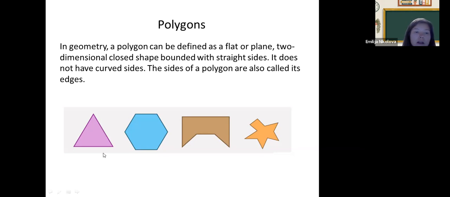So we know that these are some types of polygons. They can be every type of shape. The important thing is that all the sides are straight lines. They are straight segments, not curves. So if it has a curve, that means that it's not a polygon.